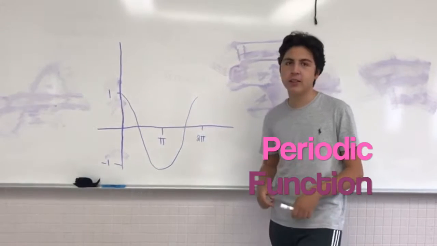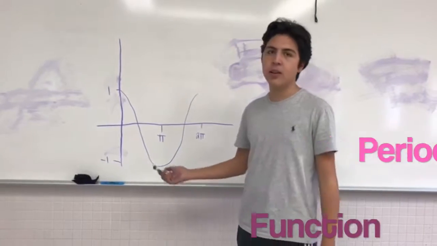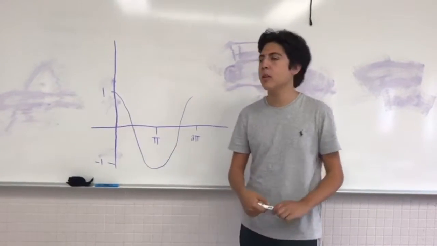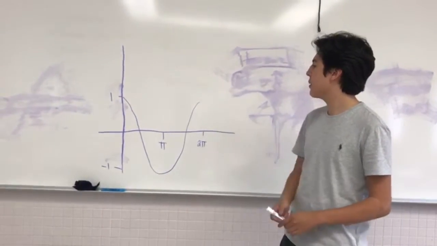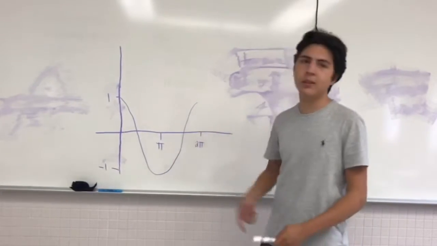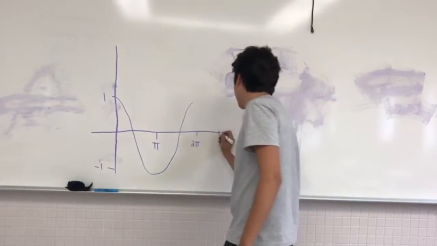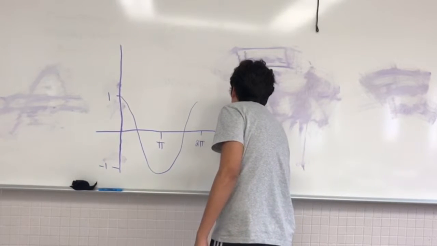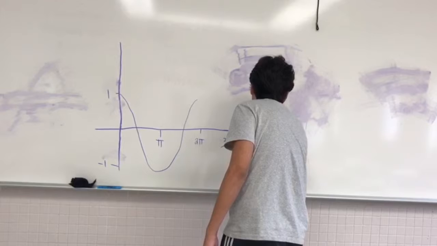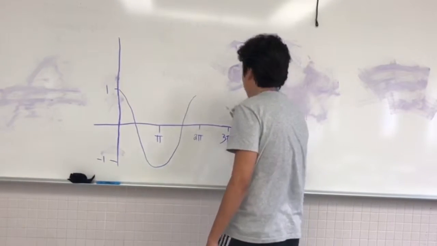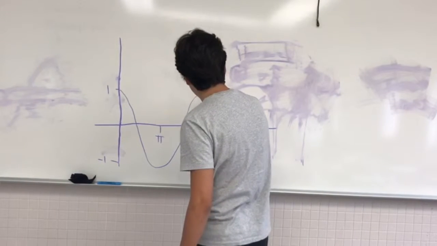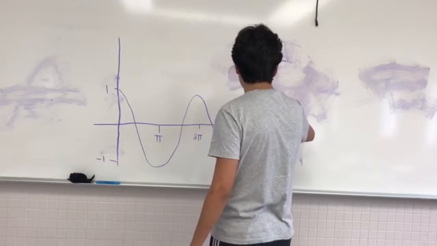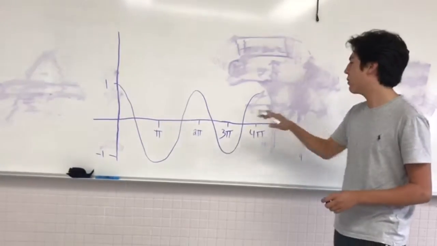A periodic function is a function that repeats itself in an interval or period. So in the cosine function, this wave repeats in all the graph. So like this, we will have 3 pi here and 4 pi here. The graph will repeat, and so on in all the graphs.